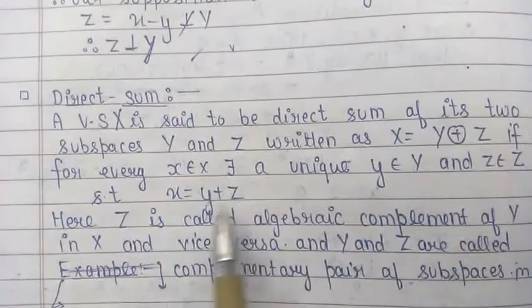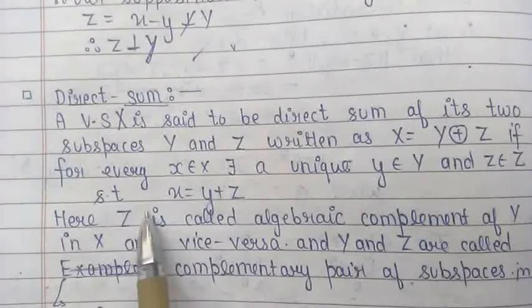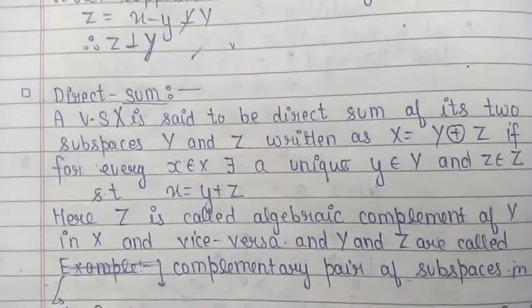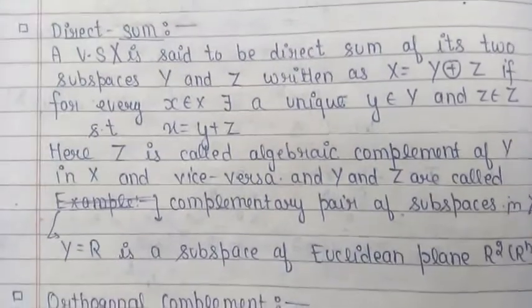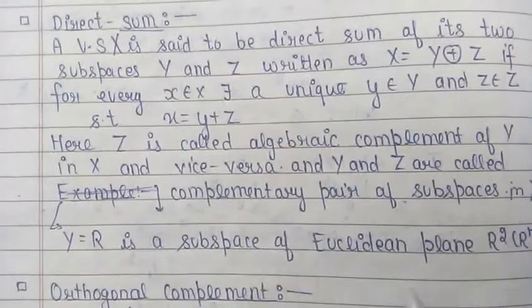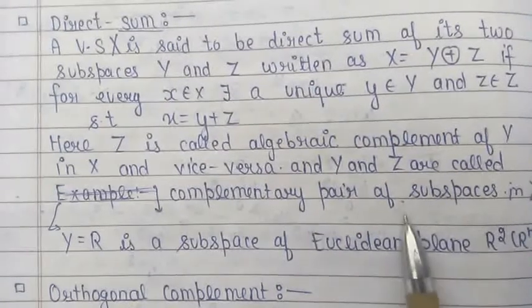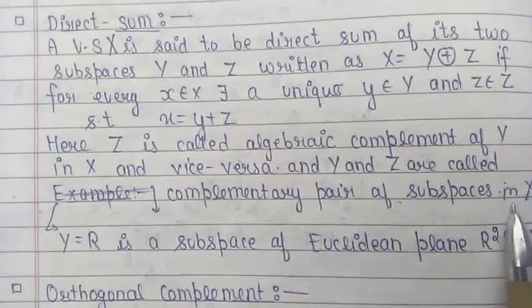Z. Here Z is called the algebraic complement of Y in X, or we can say that Y is the algebraic complement of Z. So Y and Z are called a complementary pair of subspaces in the vector space X. Next is the definition.